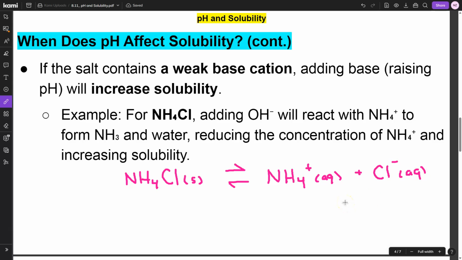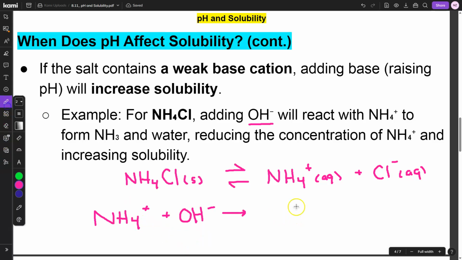Now if I introduce a base into the system, it's going to introduce OH- into the system. OH- is negative, so it's going to want to hook up with our ammonium, which is positive. You'll have NH4+ and OH-, and one of those hydrogens will transfer from NH4 to OH and form water. So you'll have NH3 with no charge, and you'll have H2O.